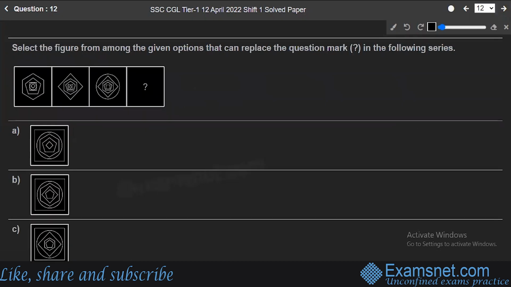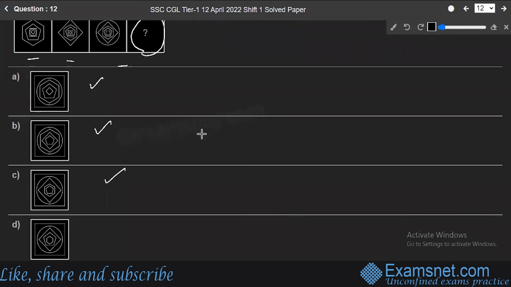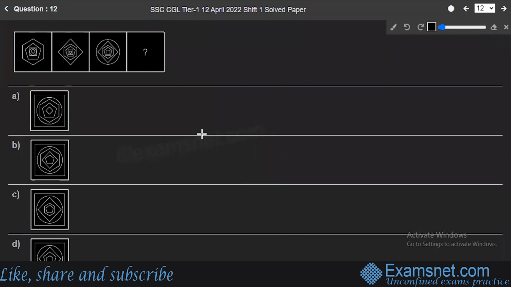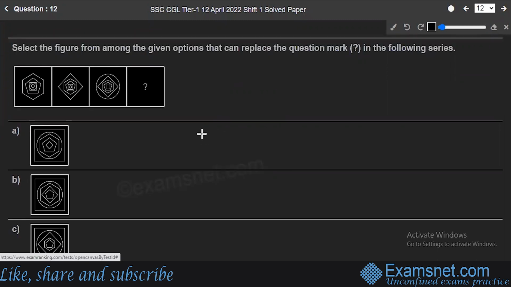So now you have to select the figure from the given options that can replace the question mark. Right? So here is a set of figures and here is the question mark. You have to choose from all these 4 options which will be coming in the question mark. So in this question, you have to get the pattern over here. If you get the pattern, then you will of course be able to solve it. So let's see all the figures to get the pattern clearly.